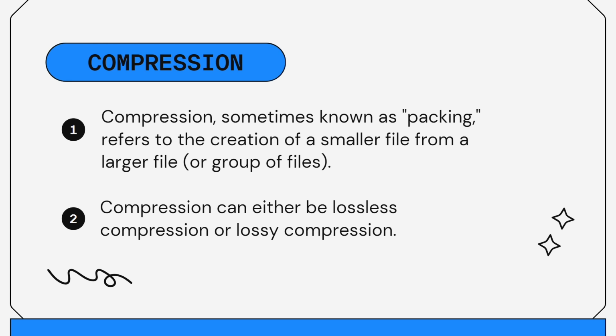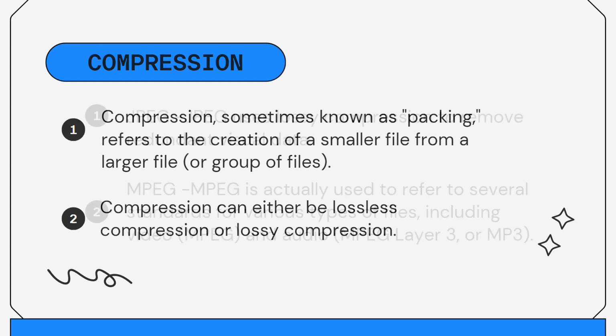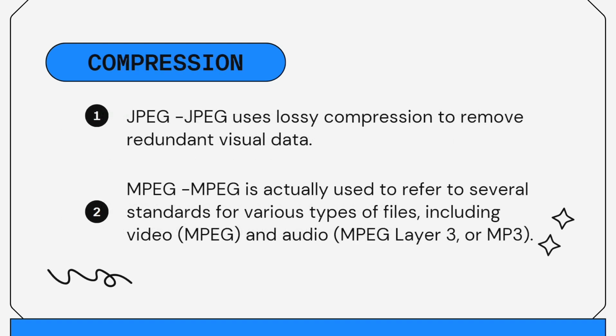So merong two types ng compression. The lossless compression, wherein walang nawawalang data kapag na-compress na yung file. While sa lossy compression, may datang nawawala kapag nag-perform ng compression. So meron tayong four formats when it comes to this.